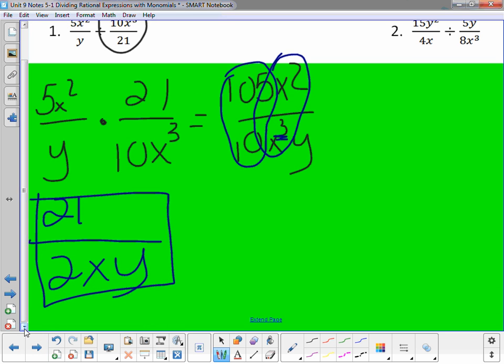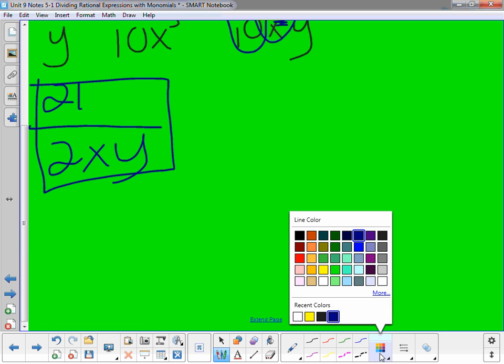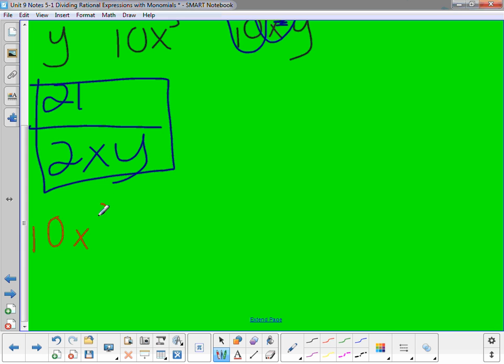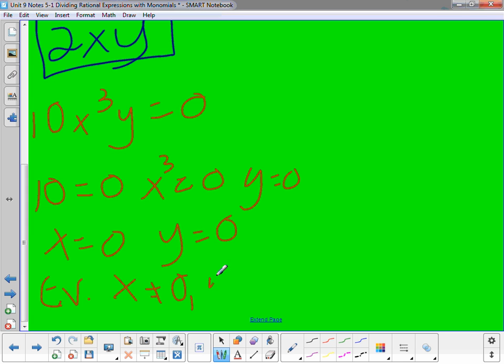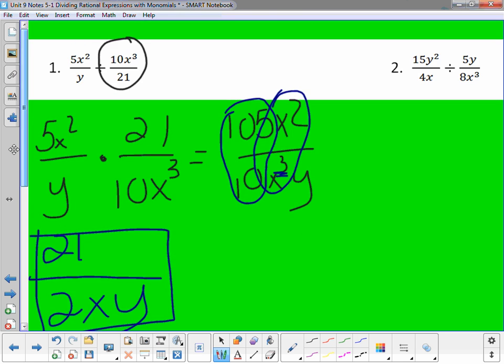Okay? Also, we want to make sure we state our excluded values. So let's take a look. On the bottom, originally we had 10x cubed y, which is equal to 0. So now we want to take each of those and set them equal to 0. So then we get that x is equal to 0 and y is equal to 0. So for our excluded values, we get that x cannot be 0 and y cannot be 0. Okay?